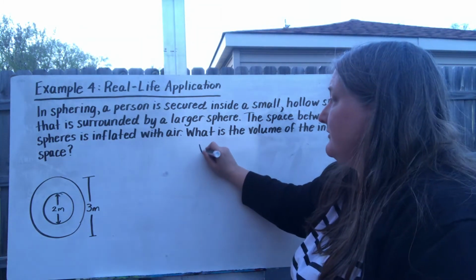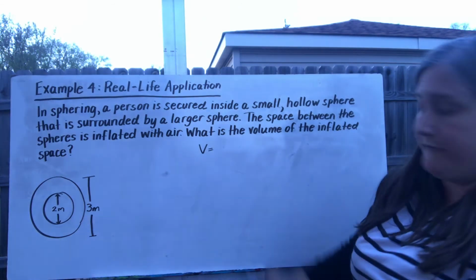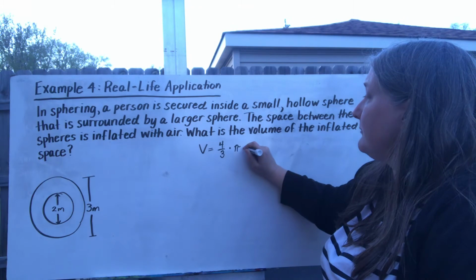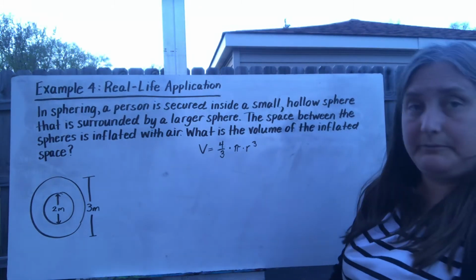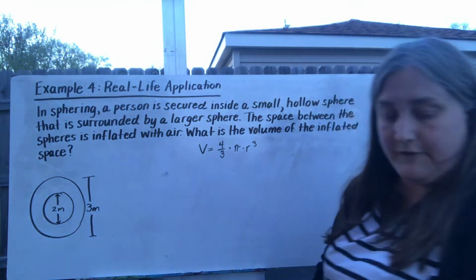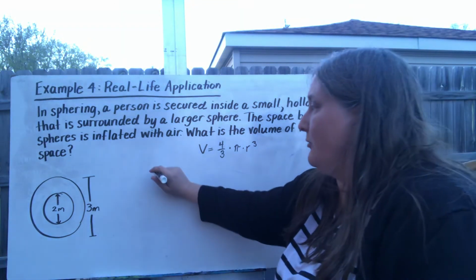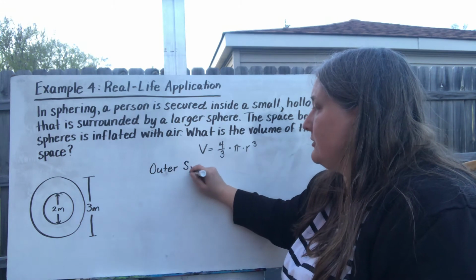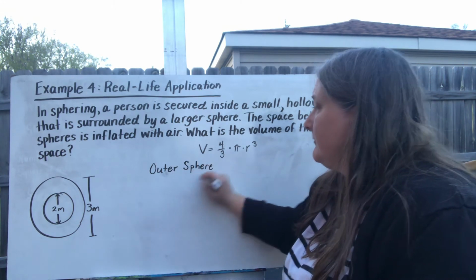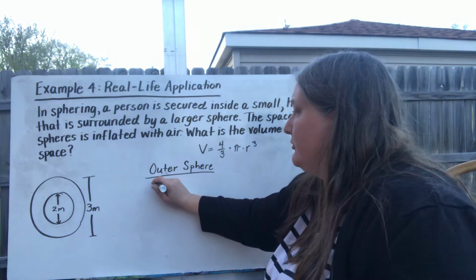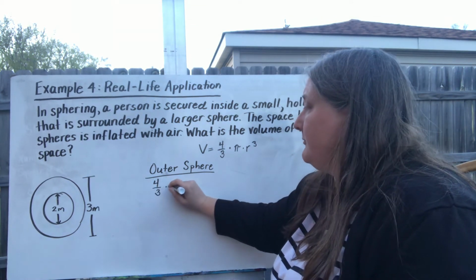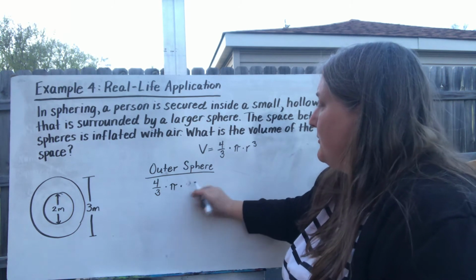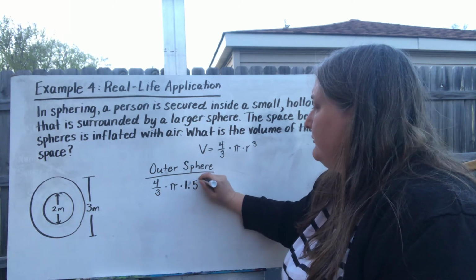So the first thing we have to do is use our formula for finding the volume of a sphere. To find the volume of a sphere, we do 4/3 times pi times radius cubed. So first I'm going to find the volume of the outer sphere, the one that is a diameter of 3 meters. So in order to do that, I'm going to do 4/3 times pi times 1.5 to the 3rd power.